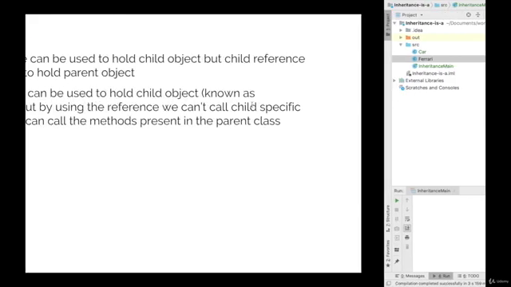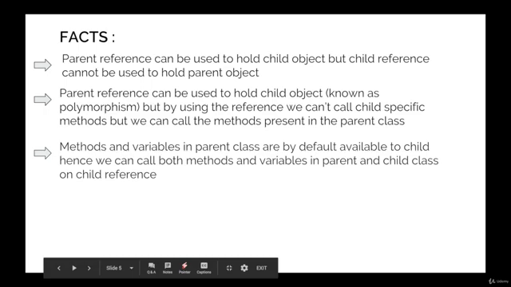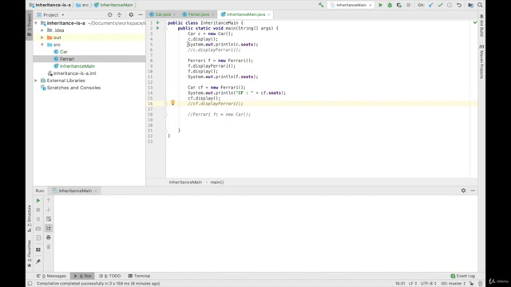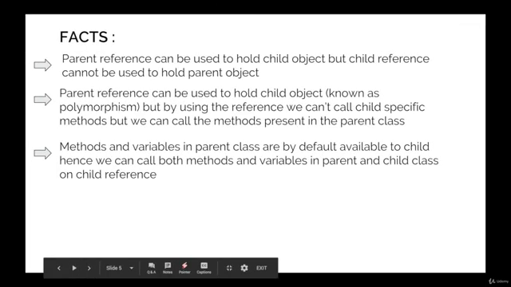So this is something that we saw already. Methods and variables in the parent class are by default available to the child class, and hence we can call both the methods and variables in the parent and child class on a child reference. So we tried doing this as well. We saw how we can access the parent class methods by using the child class object. Display was a method in the parent class, which is nothing but the car class, and we were able to call it by using the child reference over here. So this was perfectly valid.